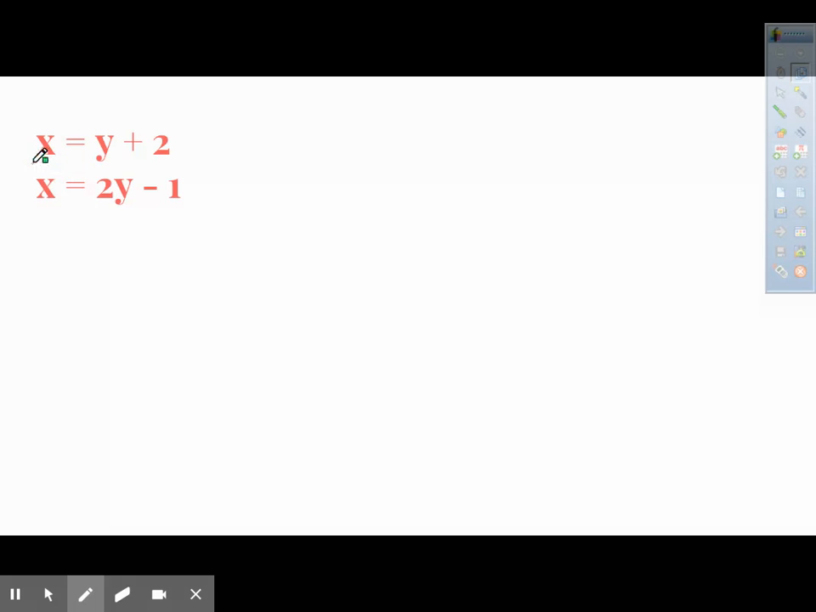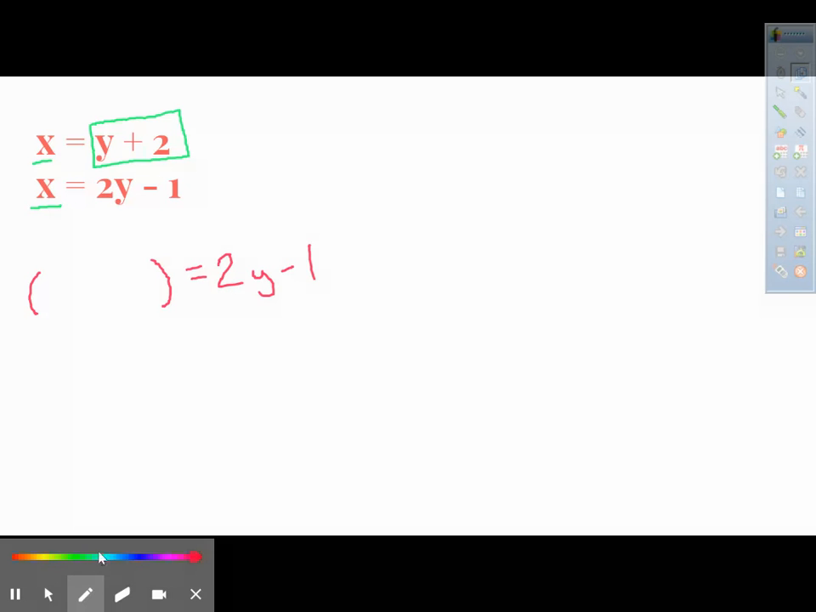So I'm going to pick this top one, x equals y plus 2. I'm going to put a box around the y plus 2. And the one that I underlined at top, I'm going to underline at the bottom also, because that tells me where to plug it in. So I rewrite this bottom equation, but instead of x, I'm going to put a parenthesis. You really don't need a parenthesis here, but I'm doing it to stay consistent. And inside this parenthesis is where you're going to put the y plus 2.